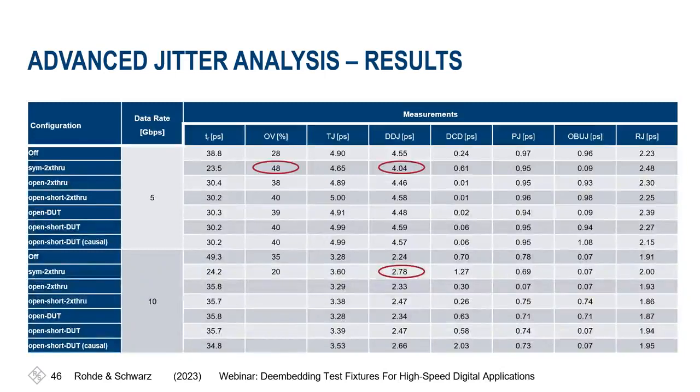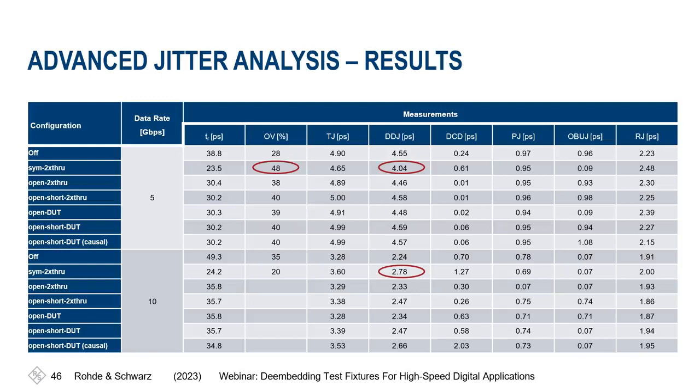So here's the total data. We grouped that in terms of model and data rate. A lot of data, but not so important. As you can see, the TJ is nearly constant here, but you see the overshoot for the symmetrical 2x through is very large and, in my opinion, unrealistic. Also strange behavior is that the DDJ for 5 gigabit is reduced, but the DDJ for 10 gigabit is increased. So this is not consistent behavior. And this points you to the idea that this doesn't give you a good model here.